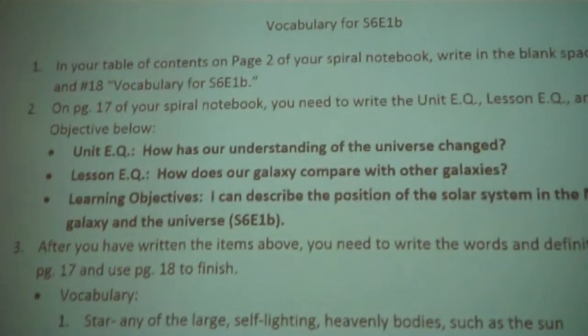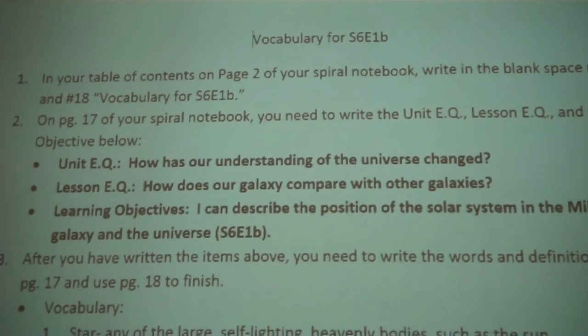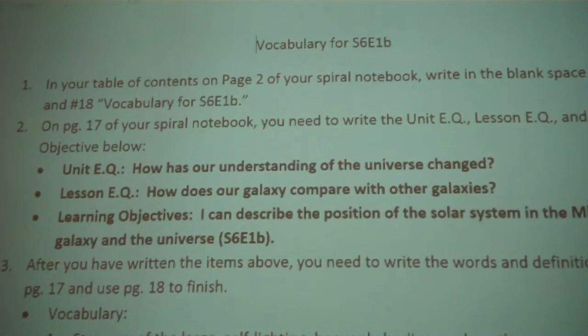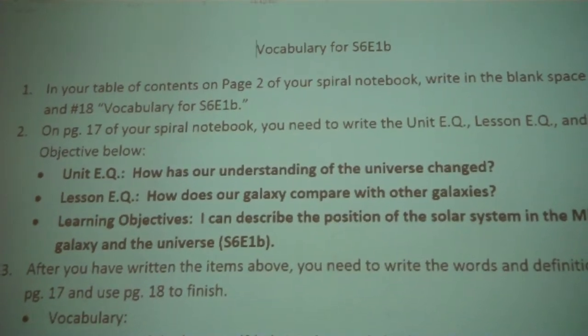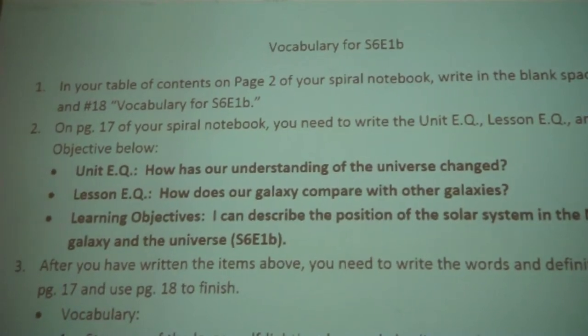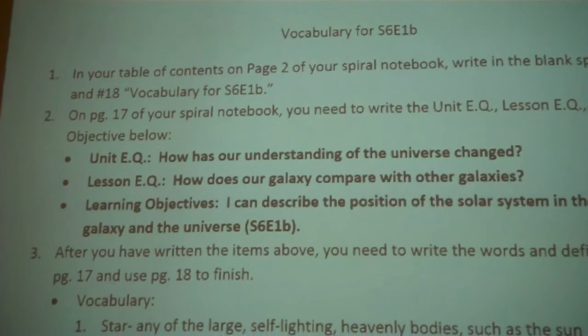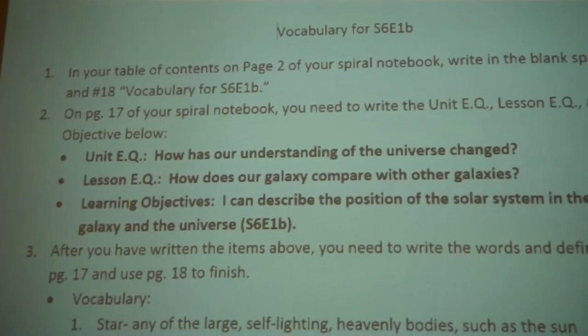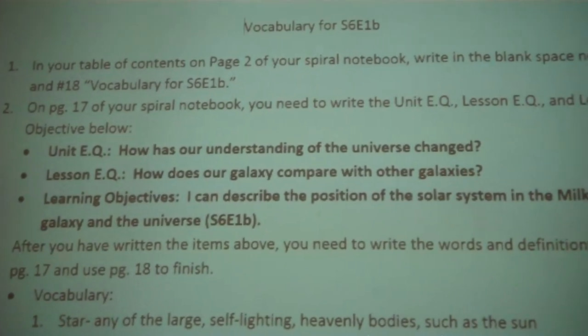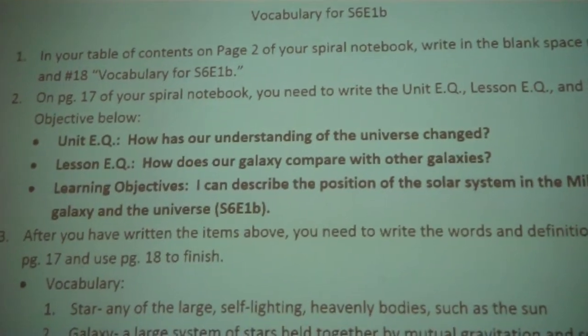For your vocabulary, just like it was on the sheet in class, step number 1 says in your table of contents to write down in the blank spaces for 17 and 18 vocabulary for S6E1B, which you should already have completed. Then you're going to go to page 17 in your spiral notebook, and you're going to write down the unit EQ, the lesson EQ, and the learning objective, just like we did in class.